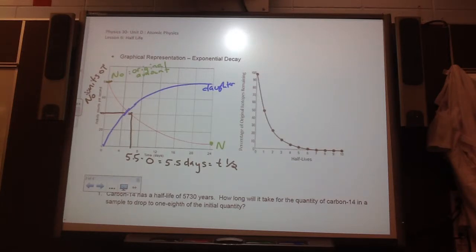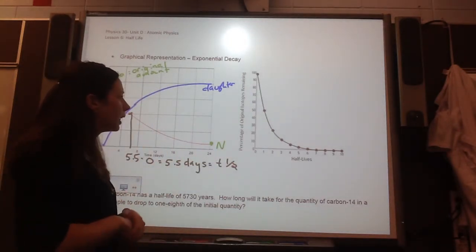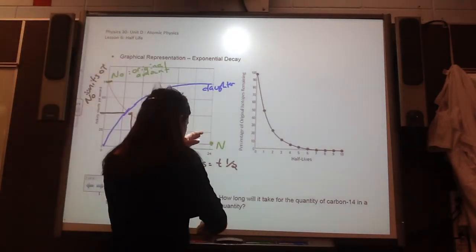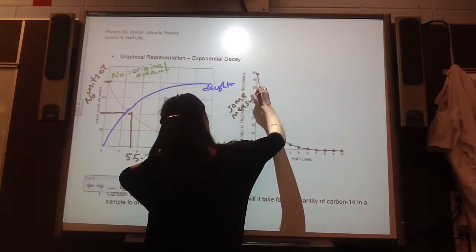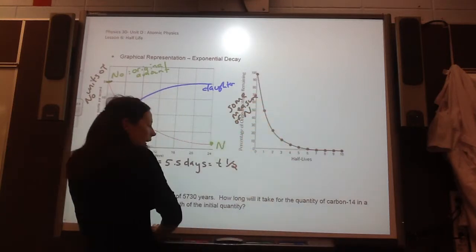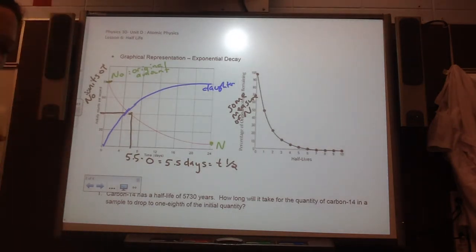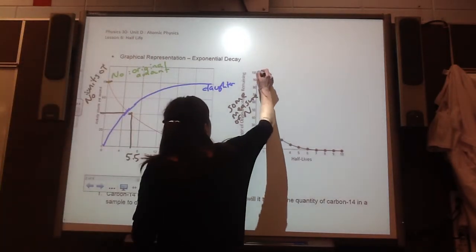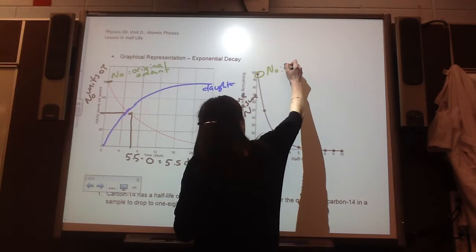So let's look at this graph now. This one we have the percentage of original isotopes remaining and their half-lives. So on this side, it's like some measure of N. It didn't really say. It just says it's like percentage. Okay, so percentage, and it's like whatever units it gives us. Okay. Now here is our original amount, so our N naught.